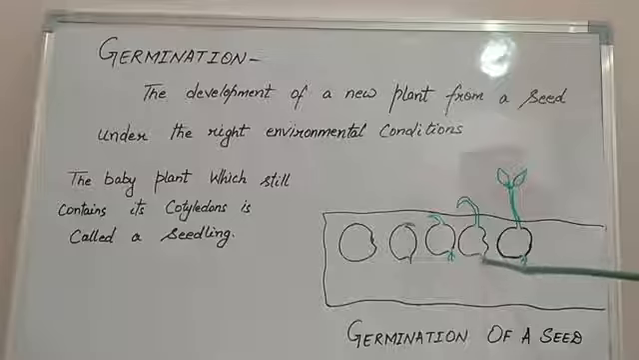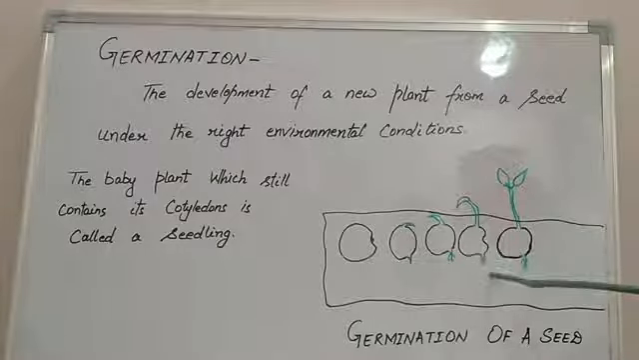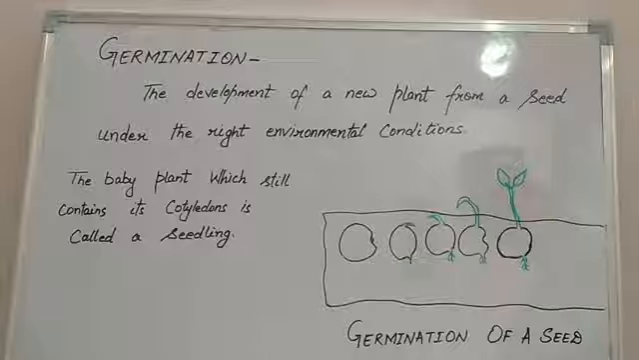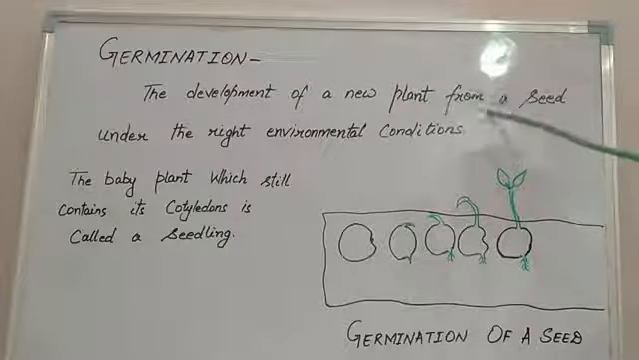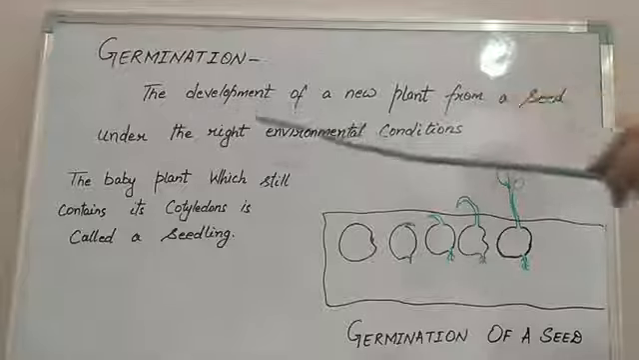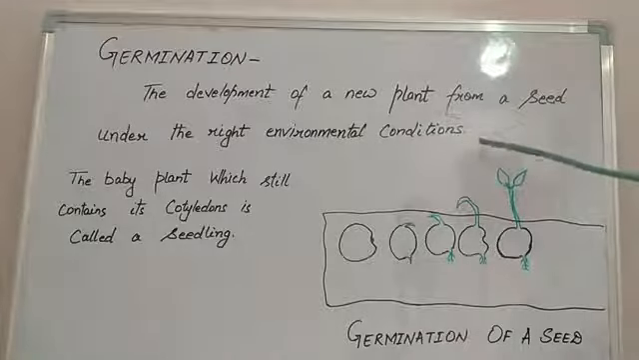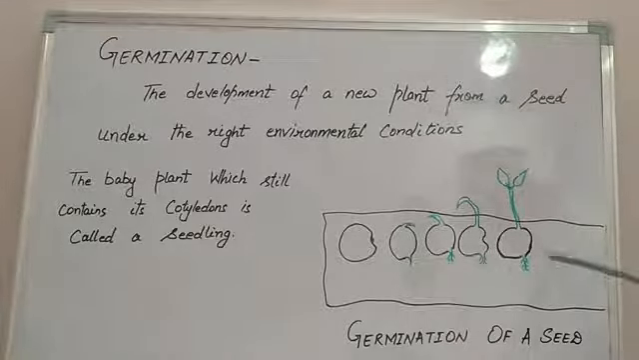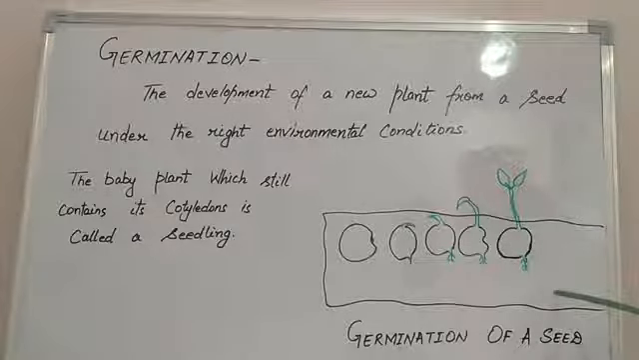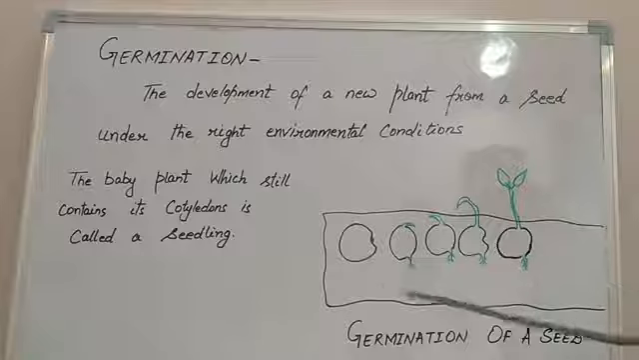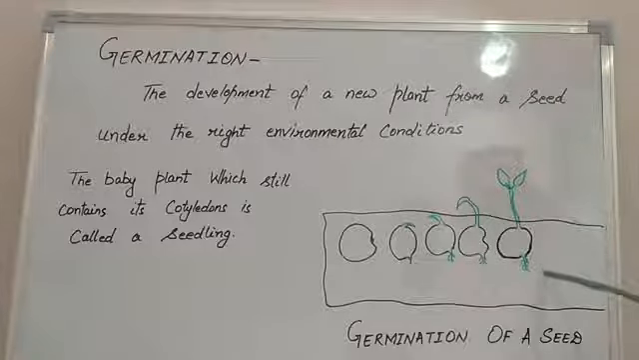The scientific name of this process is called germination, the development of a new plant from a seed under the right environmental conditions. As the plant grows and begins to make its own food from nutrients it takes from the soil, it will grow into a larger plant.